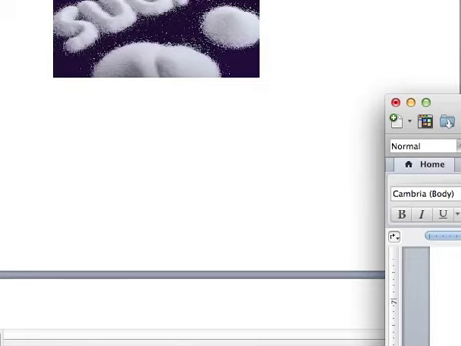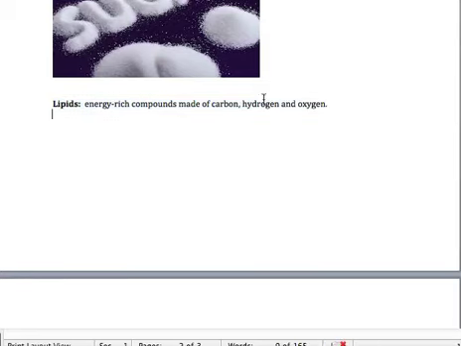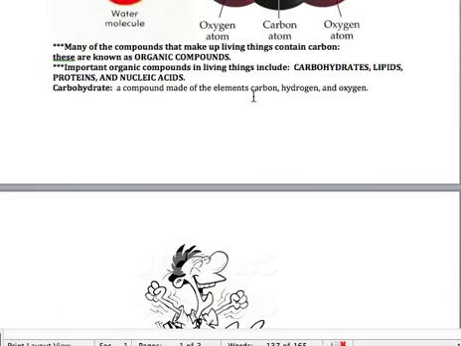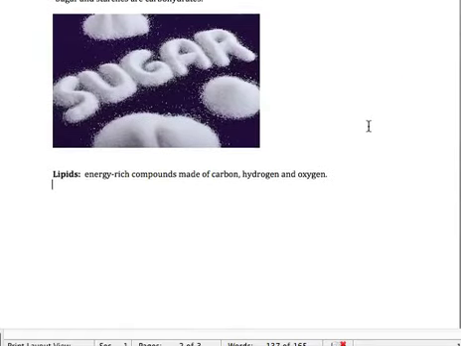Lipids are energy-rich compounds made of carbon, hydrogen, and oxygen. So looking back at carbohydrates, we see that they're also made of carbon, hydrogen, and oxygen. Now, yes, carbohydrates and lipids are made of the same things, but these things are in carbohydrates and lipids in different amounts, so they're not the same thing.